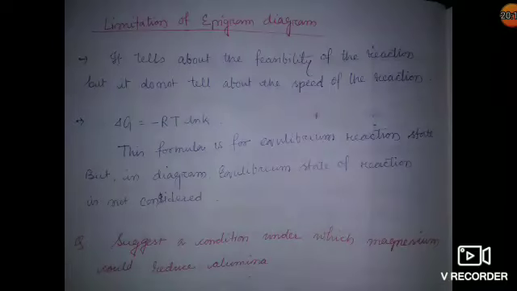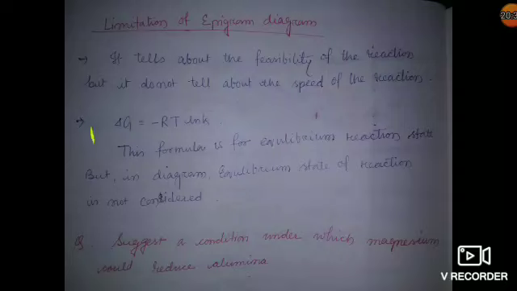Now, let's see some limitations of this Ellingham diagram. The Ellingham diagram tells us about the feasibility of the reaction, whether the reaction is possible or not. From the delta G plot we can tell it, but it does not tell us about the speed of the reaction. We don't know whether the reaction will be fast or very slow. We don't get the information about the rate of the reaction. So that is one of the limitations.